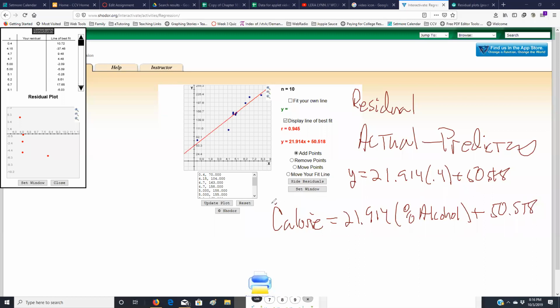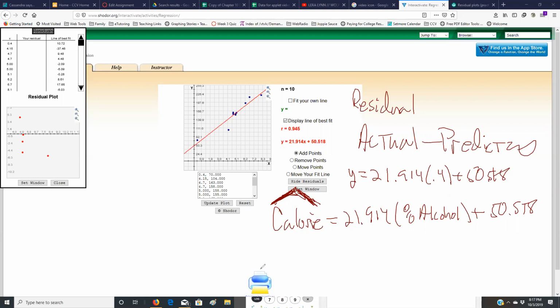The other thing you want to add is a little hat over the calories. Remember we did p hat and that was a sample proportion? Well, that was a predicted value. These calories are going to be a predicted value. If you put a little hat over it, that helps people realize this is a predicted value, and it's a little fancier.